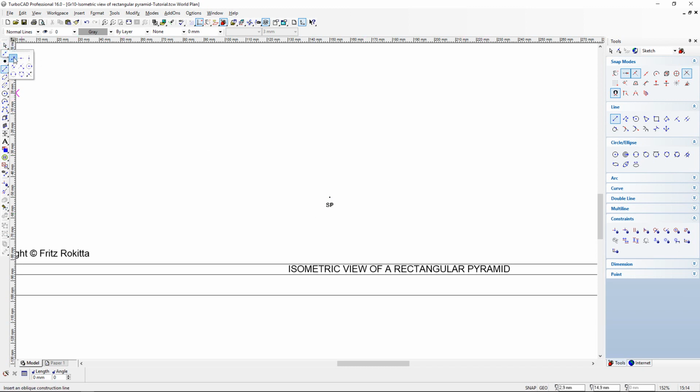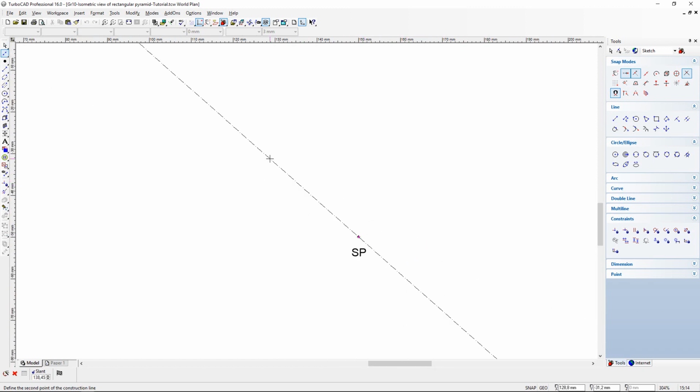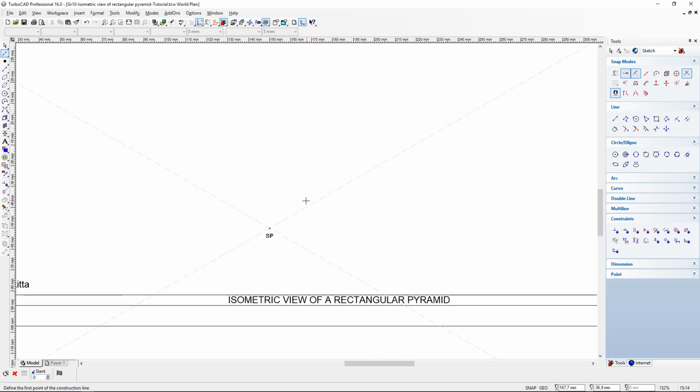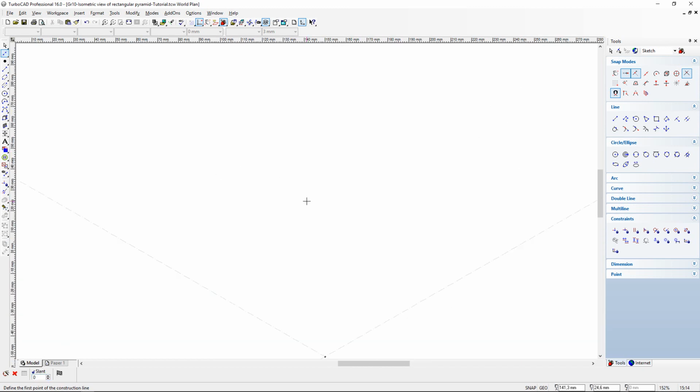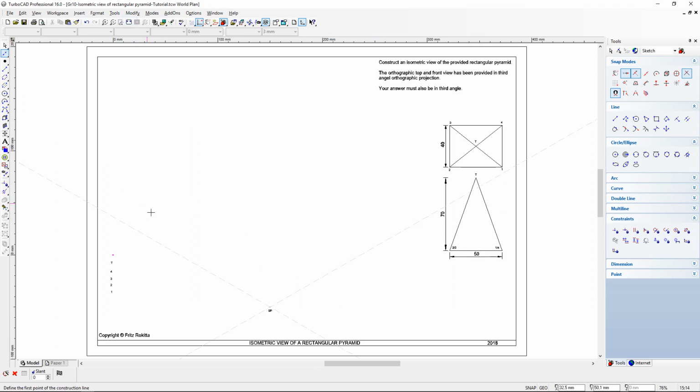So here on CAD, I'm going to use my angular tool, zoom in and snap to the center of that starting point. And I'm going to say tab -30 to draw a light construction line to the left, and I'm also going to draw from the starting point center a light construction line at an angle of 30 degrees to the right. Now I have the base angle of my rectangular pyramid 30 degrees to the left and 30 degrees to the right, because we know that all isometric drawings are drawn at an angle of 30 degrees.